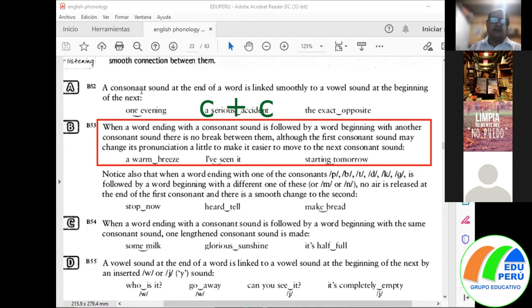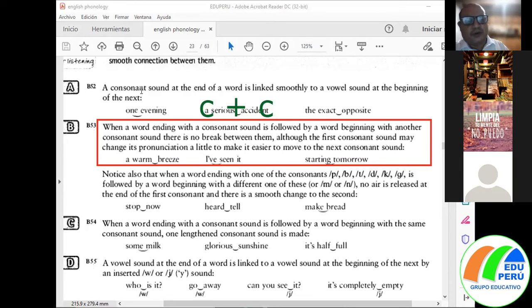Let's start with the examples. A warm breeze, together, not separated. I've seen it. Starting tomorrow. So notice, you join the two consonants.